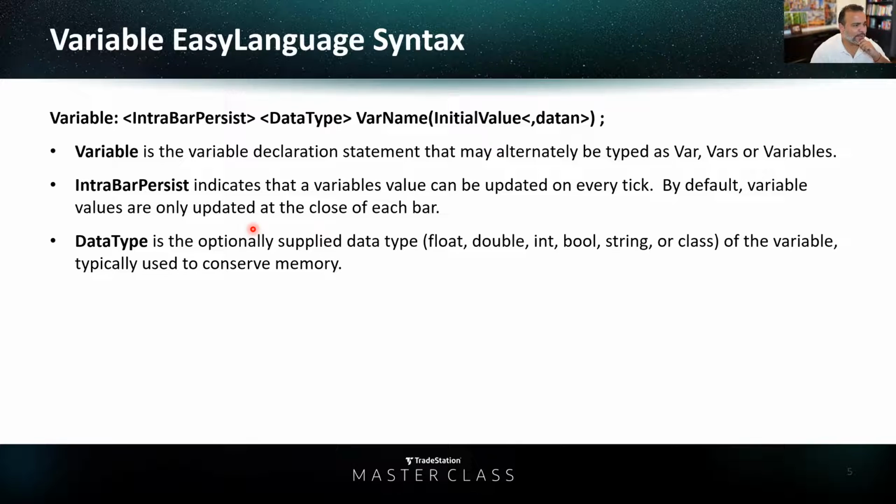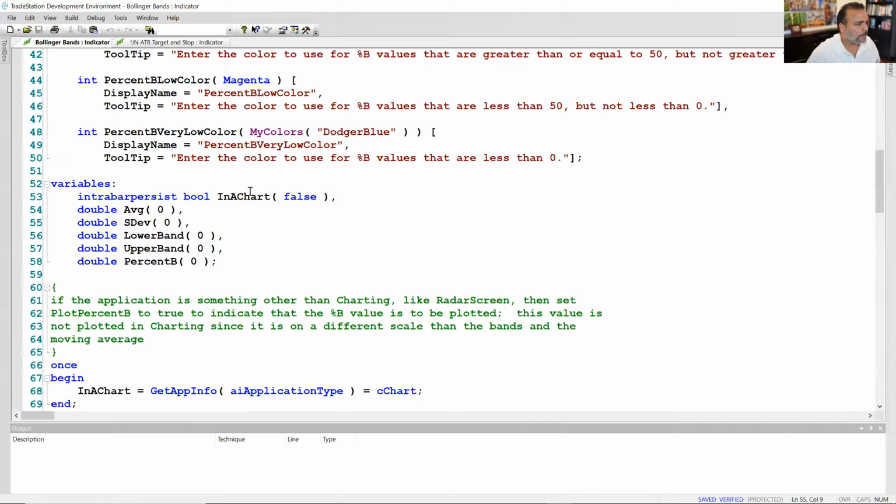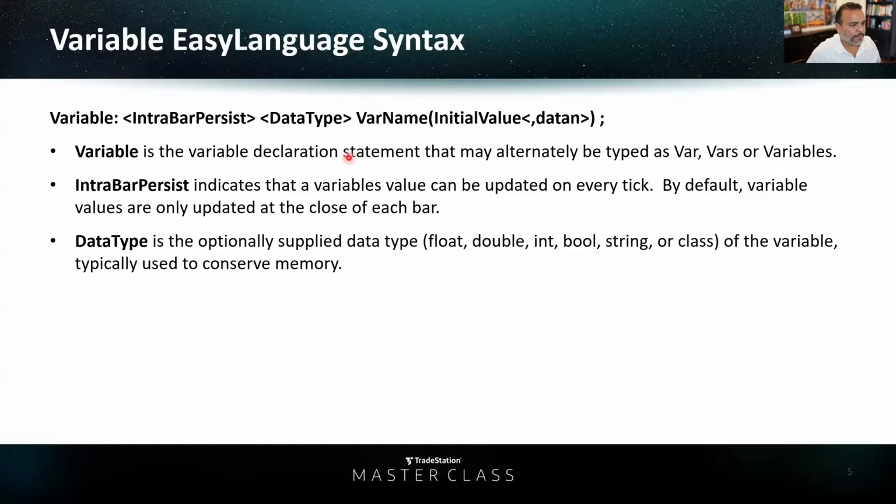I see. Okay, thank you for that, John. But yeah, we can look at specific examples. So we saw, for example, here, the intrabar persist type of typing that is used in this variable in a chart. When we look at the PDF here and the syntax, intrabar persist can be one of those qualifiers of your variable name. You can also use the data type, which can be float, double, integer, bool, string, or class.